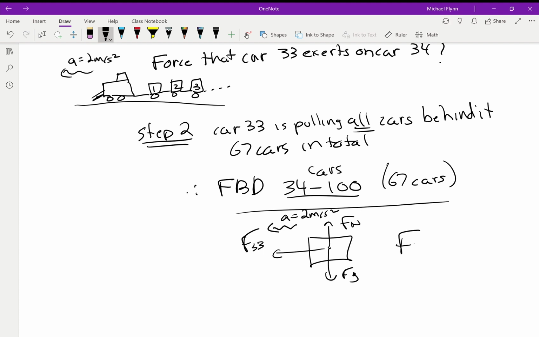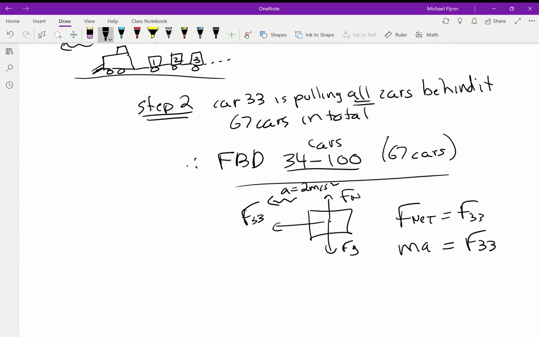So now this becomes a really easy problem. All you have to do is the horizontal forces. F net equals only one force, the one we're looking for, and that has to equal ma according to Newton's second law. And now what's our mass? Well, our mass is 67 cars, so it's going to be 67 times 10,000. It's not just one car.